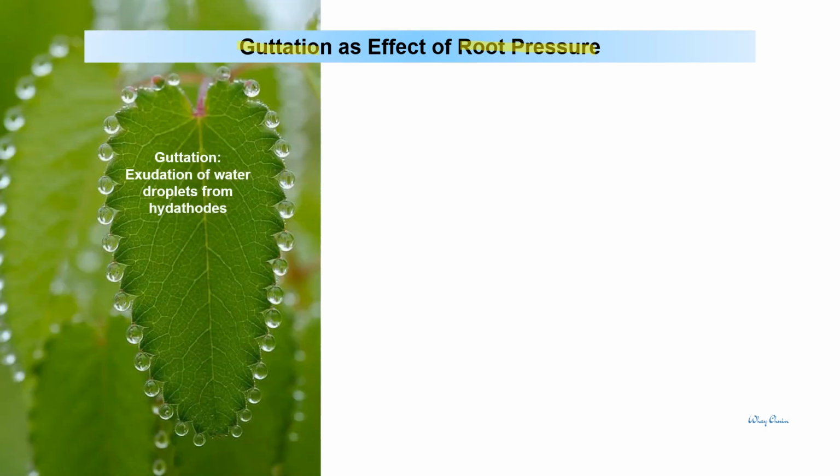So, dengan kewujudan daya tolakan yang dipanggil sebagai root pressure ini, kita dapat memerhatikan pembentukan embun di tumbuhan yang pendek. So, in English, it's called guttation, which means the exudation of water droplets from hydathodes. Maksudnya air itu akan ditolak keluar daripada tumbuhan dalam keadaan cecair.